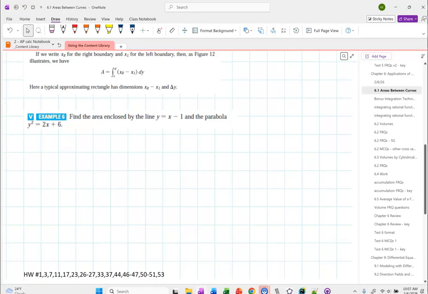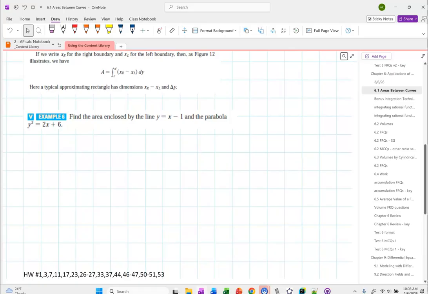Switching the variable will be quite common. So it says find the area enclosed by the line y equals x minus 1 and the parabola y squared is equal to 2x plus 6. So what I'm going to do is notice this guy, I have to do plus or minus the square root of 2x plus 6. The u sub for that looks pretty crummy. How do I deal with the plus or minus? That all seems like kind of a nightmare to me, right?